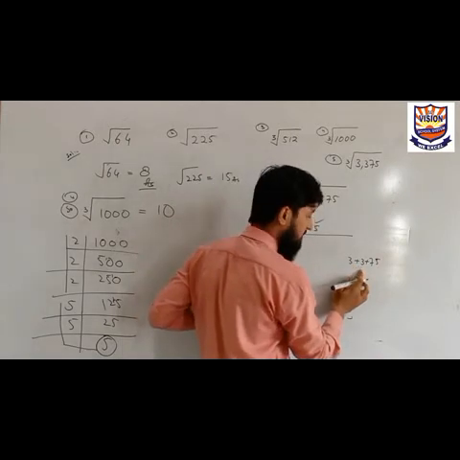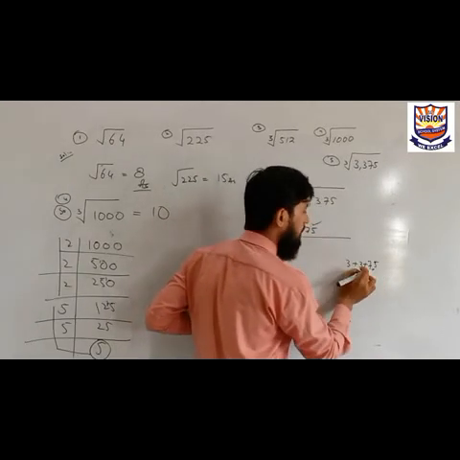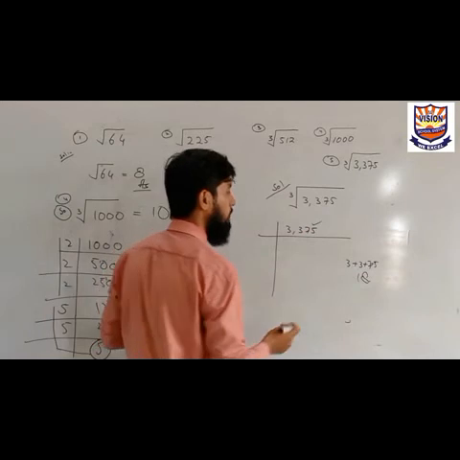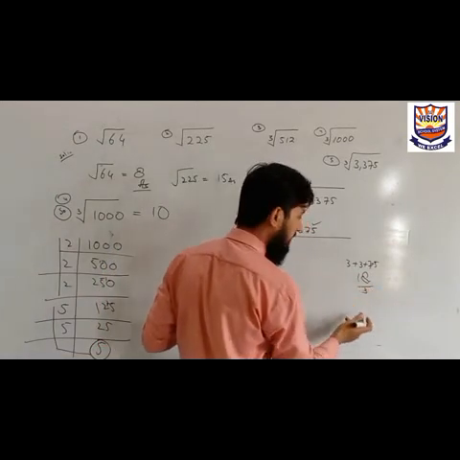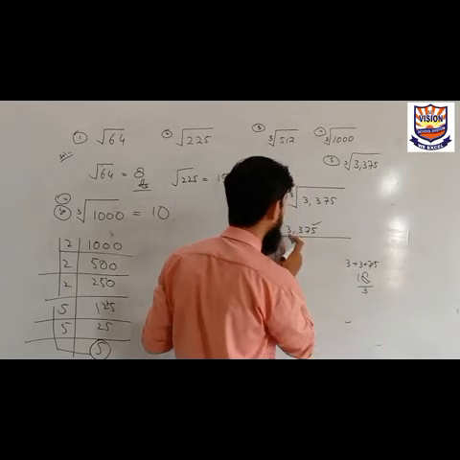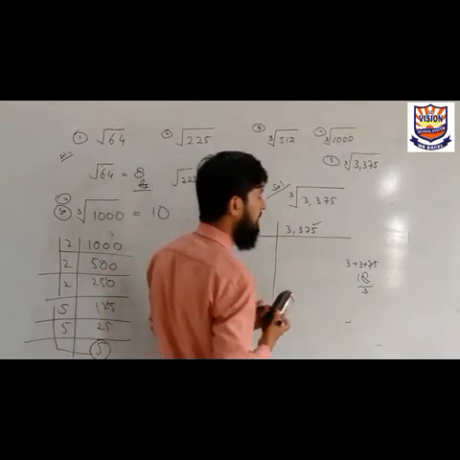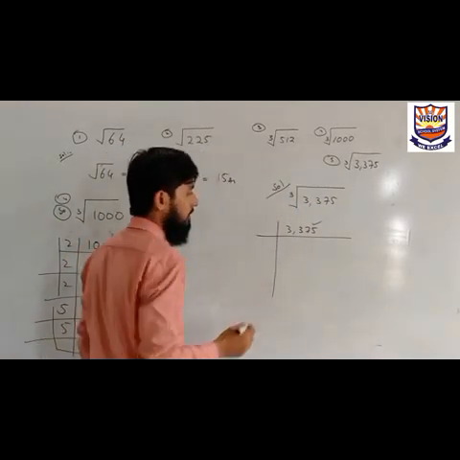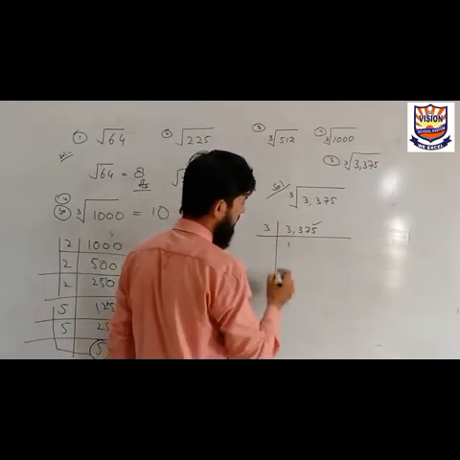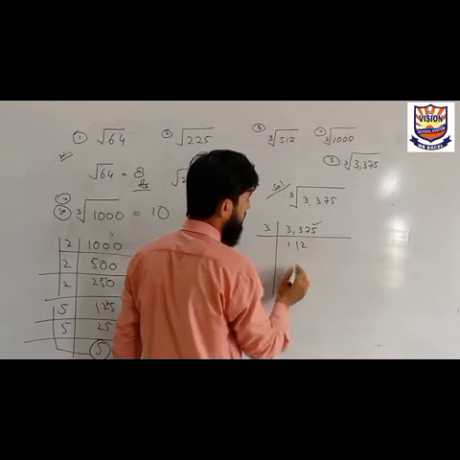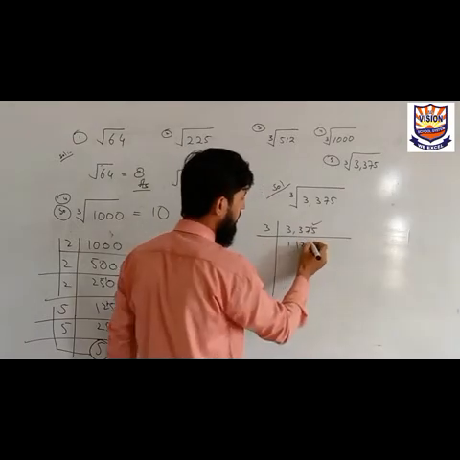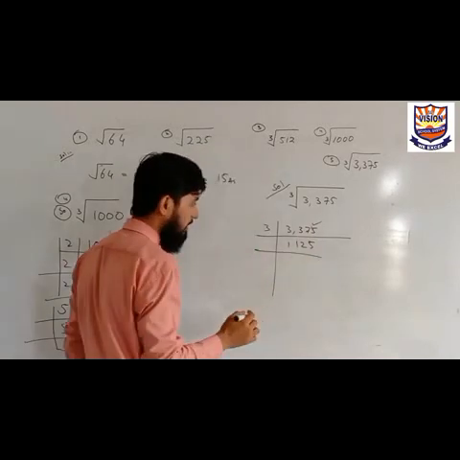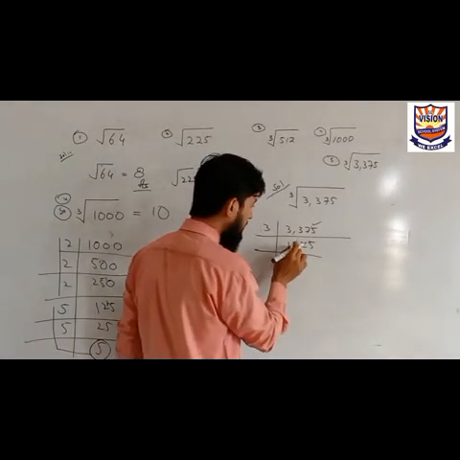3 plus 3, 6. 6 plus 7 is 13. 13 plus 5 is 18. Okay. So 18 is divisible by 3, as we know. 3 6s are 18. So the number 3375 is also divisible by 3. What we do? We will divide this number by 3. 3 1s are 3, again 3 1s are 3, again 3 2s are 6, and this will become 15. 3 5s are 15.